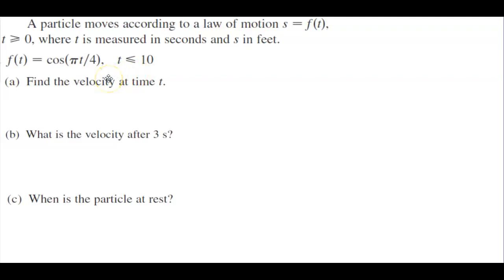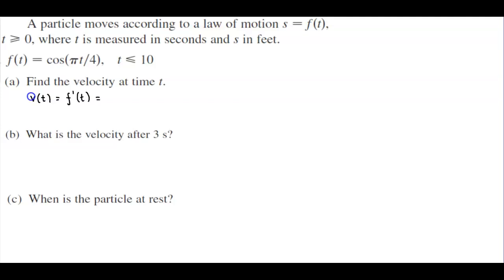So in part A, what we want to be able to do is find the velocity at time t, meaning that we want to find the derivative of this position function. So the velocity is the derivative of the position function.